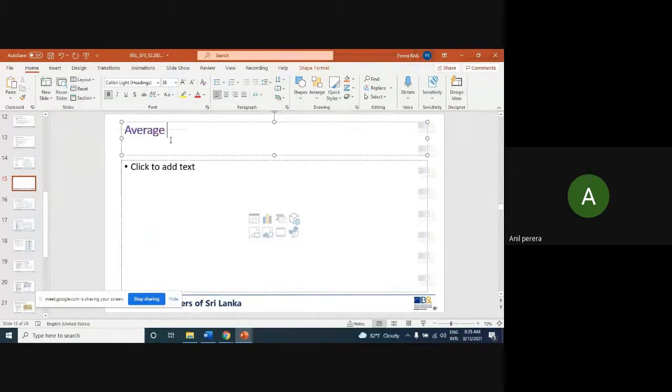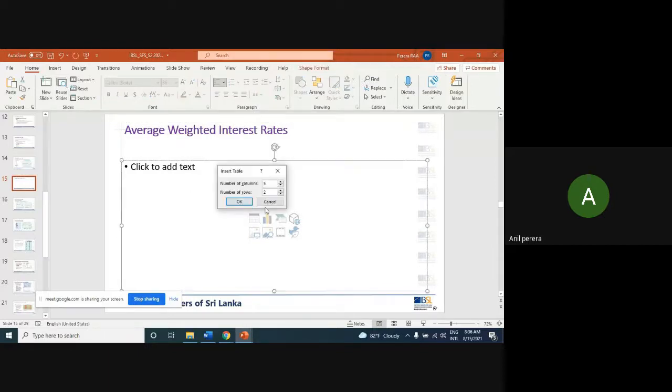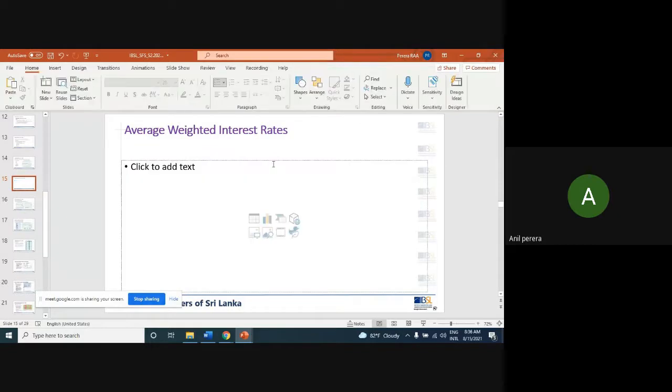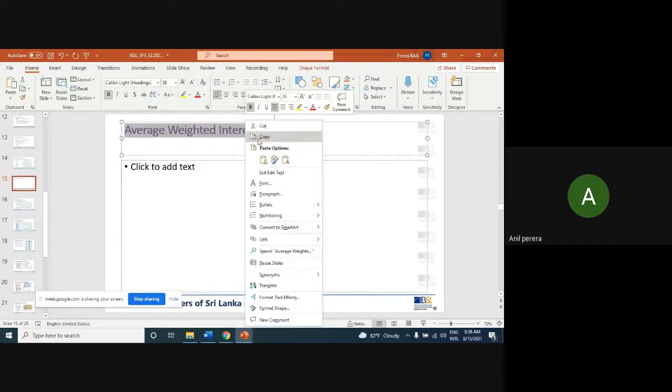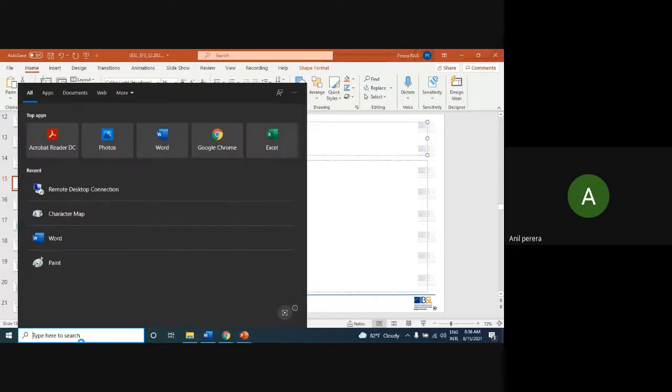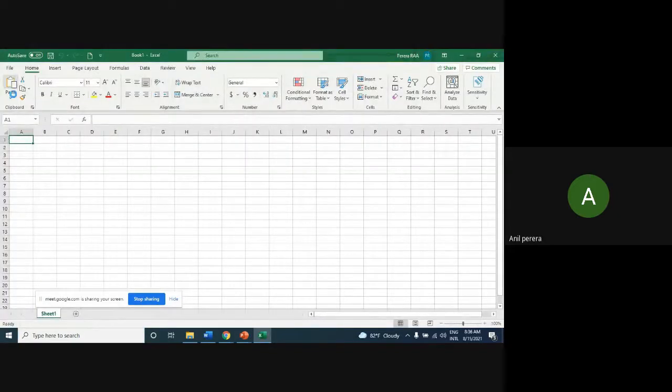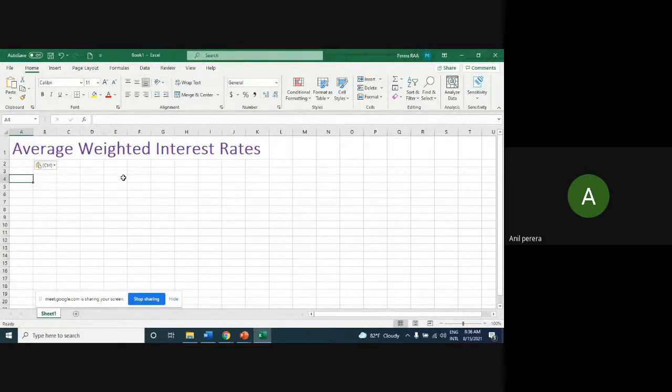Average weighted interest rates. I think you can see my slides. I think I'll take an Excel sheet, then you will be very clear what I'm talking about. Can you see this Excel sheet?